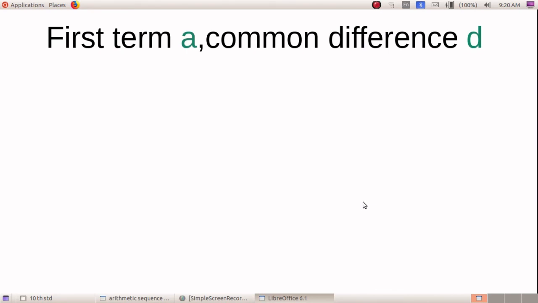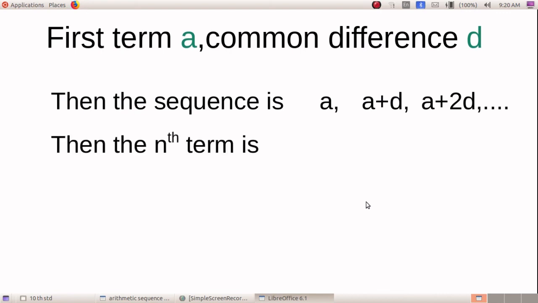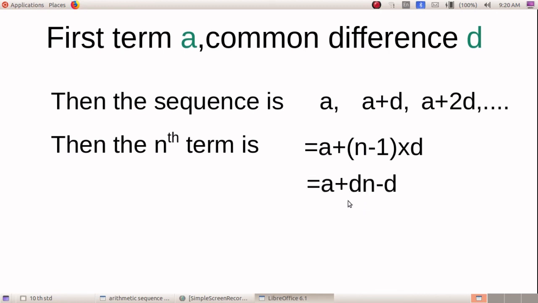Therefore the sequence is a, the second term a plus 1d, the third term a plus 2d, the fourth term a plus 3d, the fifth a plus 4d, then the nth term is a plus n minus 1 times d. On reducing this, a plus dn minus d. Then dn is written first, then the other will be a minus d. Therefore dn plus a minus d.